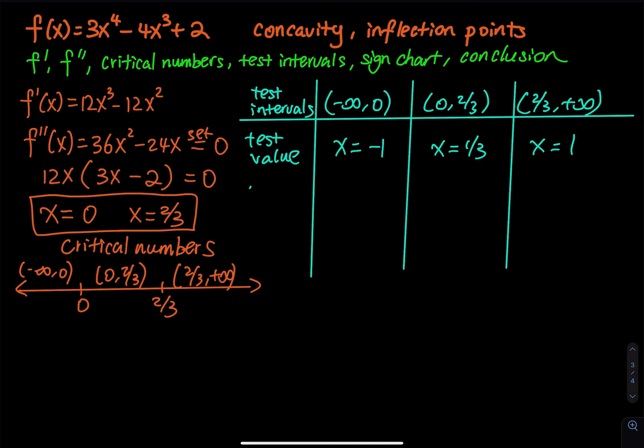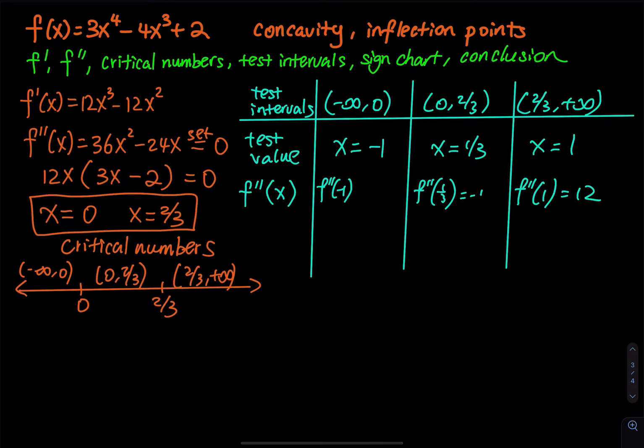And then you have to test f double prime of the value that you selected. So f double prime of -1, and then f double prime of 1/3, and then f double prime of 1. So f double prime of -1 gives you a 12. This gives you a -4. This gives you a 60. I don't care if that is a 60, 59, 61, or 39, as long as that is positive, then I got what I wanted to know. So this is negative, and this is positive. All I need is positive or negative, because positive means concave up. So the last row is conclusion.